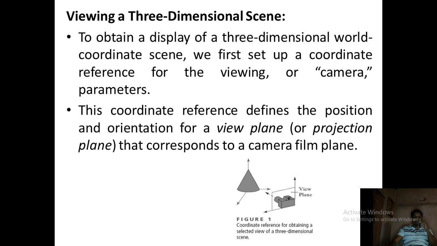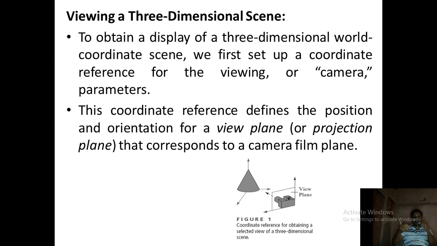Whatever camera we set in the OpenGL software, that gives the position and orientation of the view plane. In a real-life camera, once you capture a picture, it falls on the film available in your camera. Like that, here also we have to set that. The coordinate reference for viewing is a view plane we are setting, also called the projection plane, which corresponds to the camera film plane.